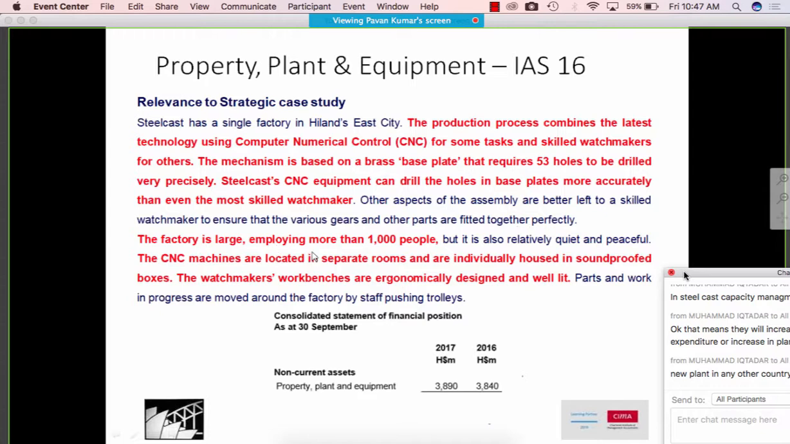The factory is large, employing more than 1,000 people, but is also relatively quiet and peaceful. The CNC machines are located in separate rooms and are individually housed in soundproofed boxes. The watchmakers' workbenches are ergonomically designed and well lit. Parts and work in progress are moved around the factory by pushing trolleys. Now, if you look at the consolidated statement of financial position, it is more or less the same. So this is how you can link IAS 16 to your strategic case study.